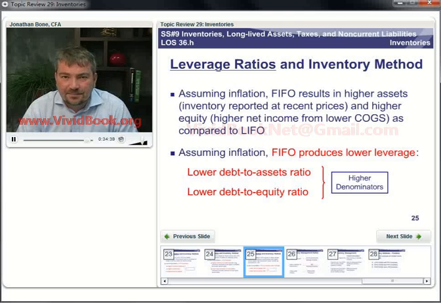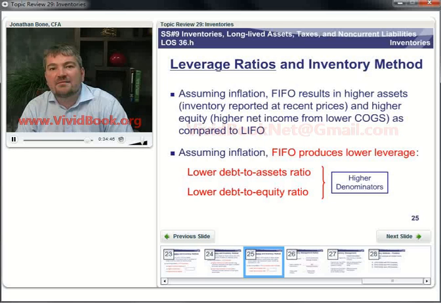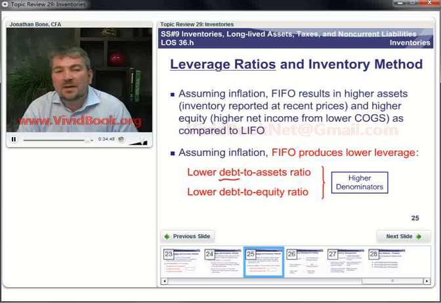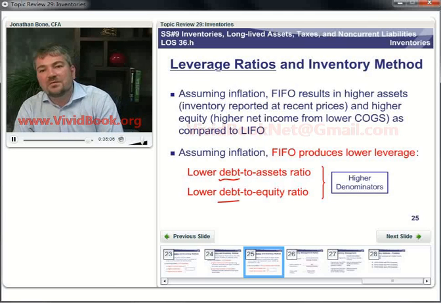So let's think about those. If we use FIFO, our assets will be higher. Now debt, I should say, is unaffected by either method. So debt is not going to be affected, but FIFO is going to give us higher assets and as a result a lower debt to asset ratio. Of course, FIFO gives us higher retained earnings and hence higher stockholders' equity, so a lower debt to equity ratio. So notice therefore that FIFO is generally going to be good for our leverage ratios.